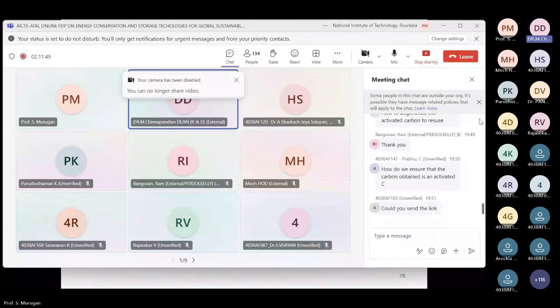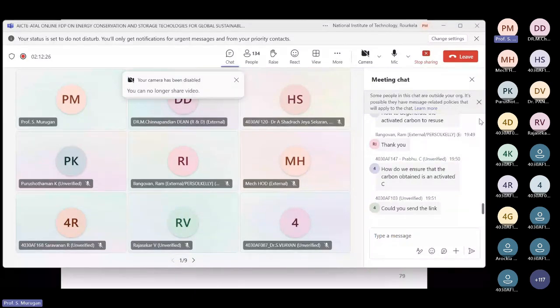Okay, Professor. Thank you. Another question, Mr. Prabhu C. How do we ensure that carbon obtained is an activated carbon? Again, it's a very simple answer. The main character of activated carbon is that it has very high absorption capacity for carbon dioxide, not other gas constituents like NOx, HC or CO.